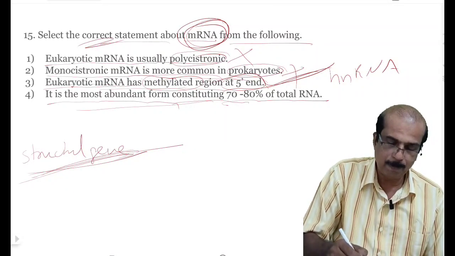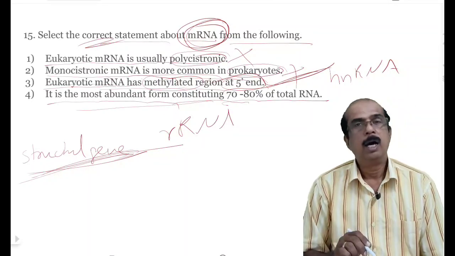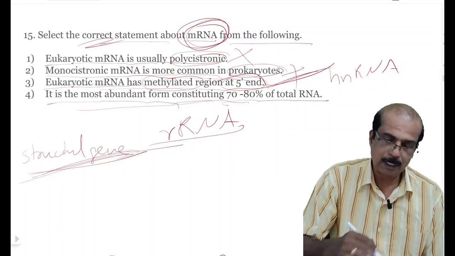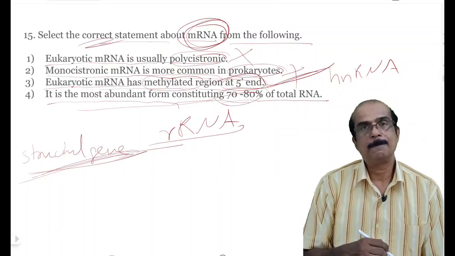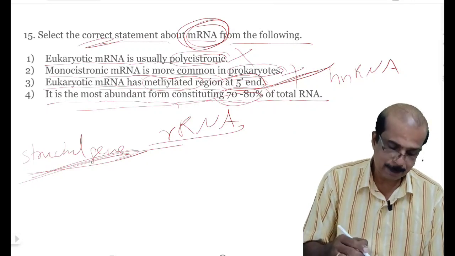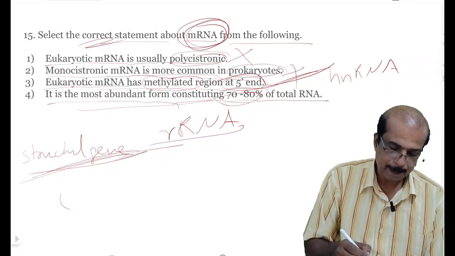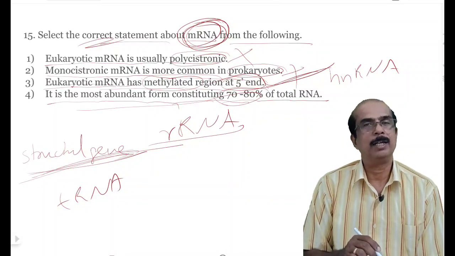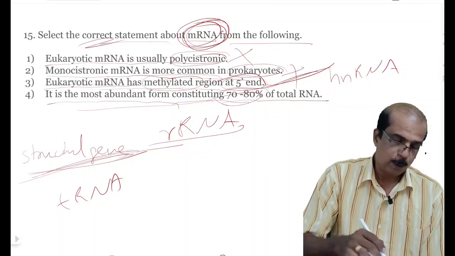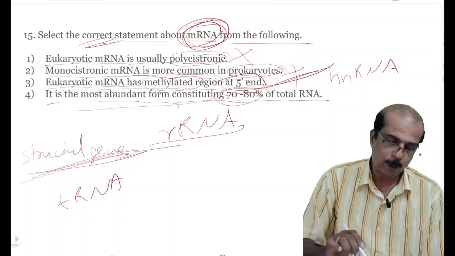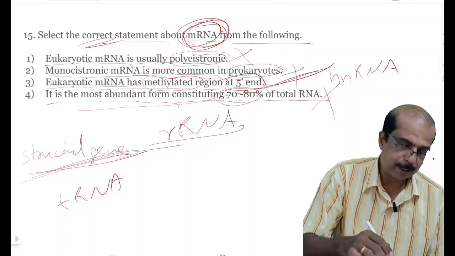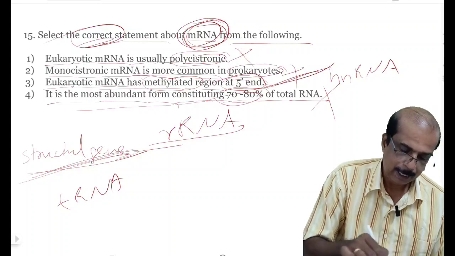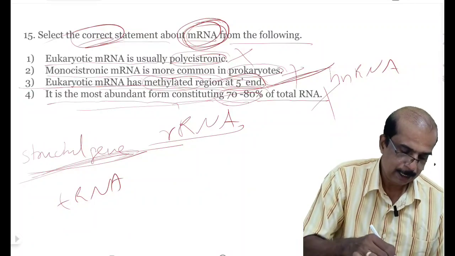Most abundant form of RNA in a cell is ribosomal RNA, which is up to 70 to 80%. The second abundant one is tRNA. mRNA is the least abundant form. So the statement 4 is also a wrong one. We have to select the correct statement. Third one is the correct statement. Our answer is third option.